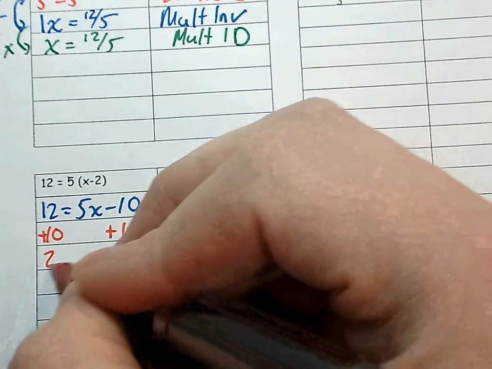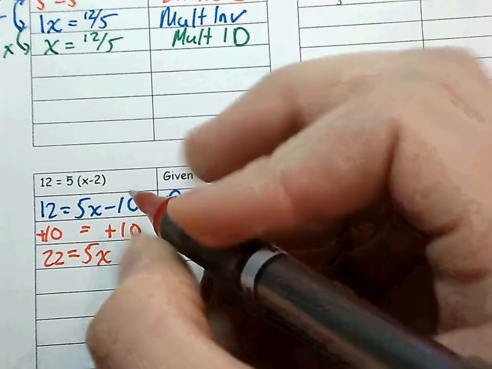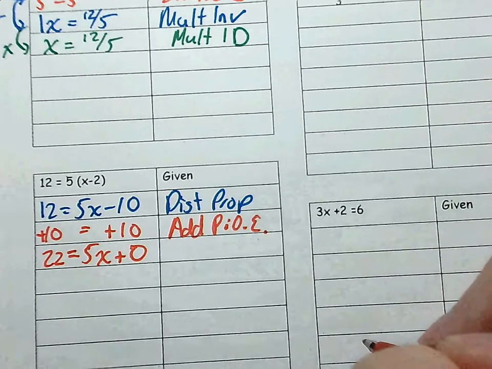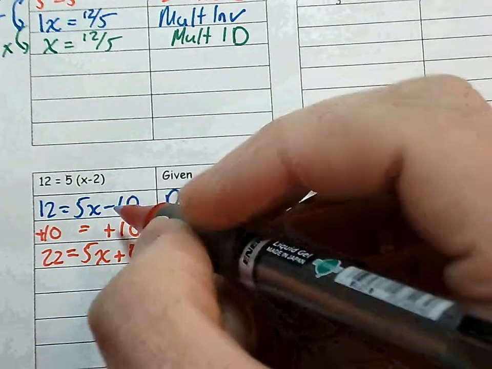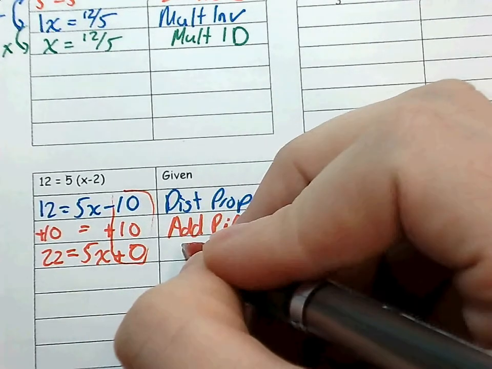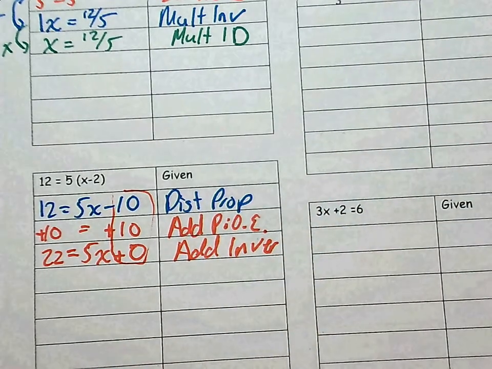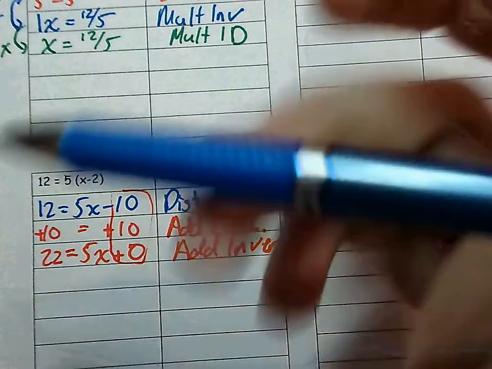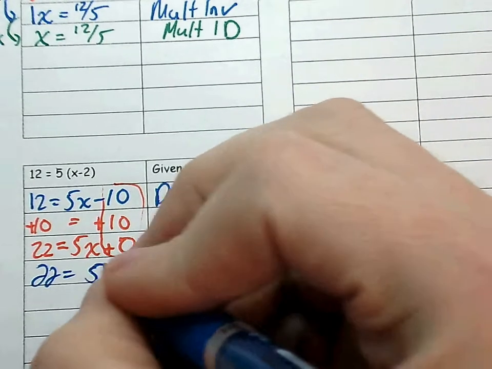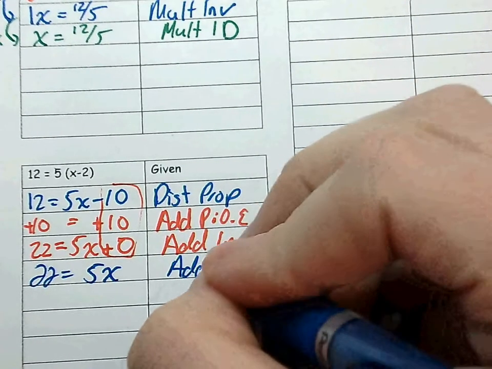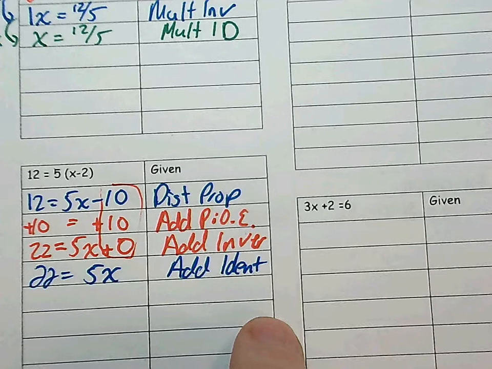That's going to give me 22 equals 5x plus what? Good. I didn't change colors there, but hopefully you're following me. And what property told me that negative 10 plus 10 is 0? Nice. Additive inverse. And from there, I'm going to then say 5x plus 0 is just what? What's 5x plus 0? 5x. And which one is that? Additive identity. And you can see how I'm abbreviating, right? And I'm very fine with you doing the same.